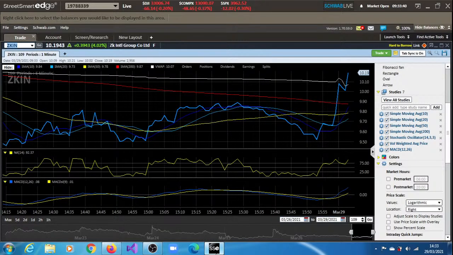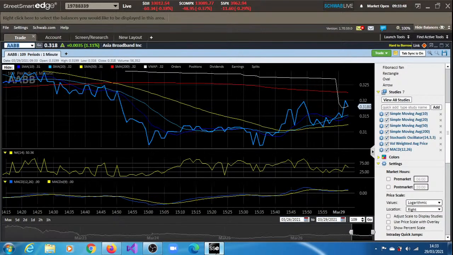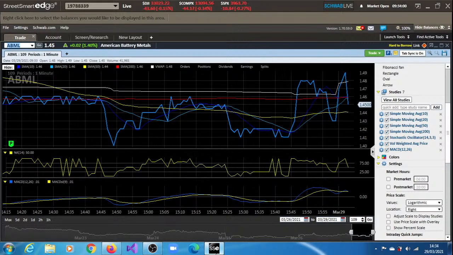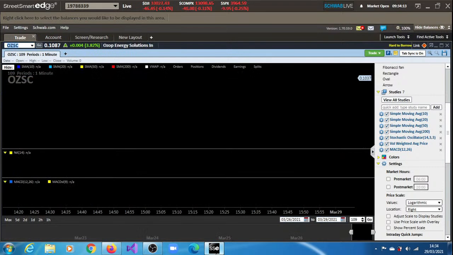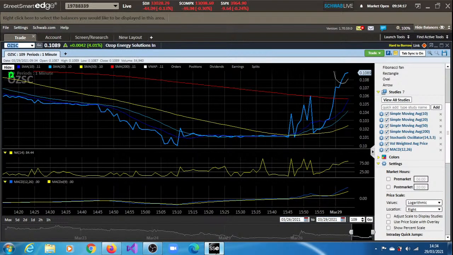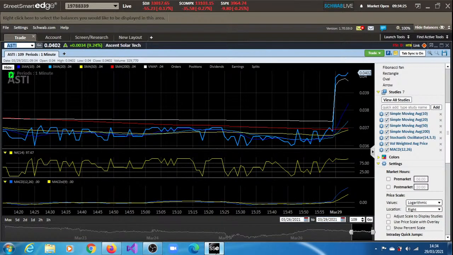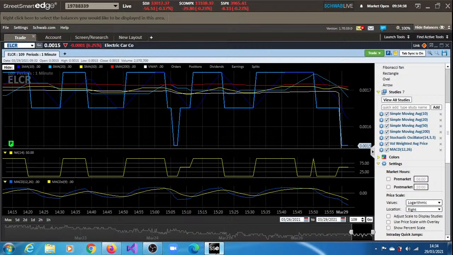ZK International Group up 4%. Asia Broadband up 1.11%. American Battery Metals up 1.4%. Okay, Sun Hydrogen up 0.58%. Uzop is up 4%. Solar up 9.24%. Electric Carco down 6.25%.